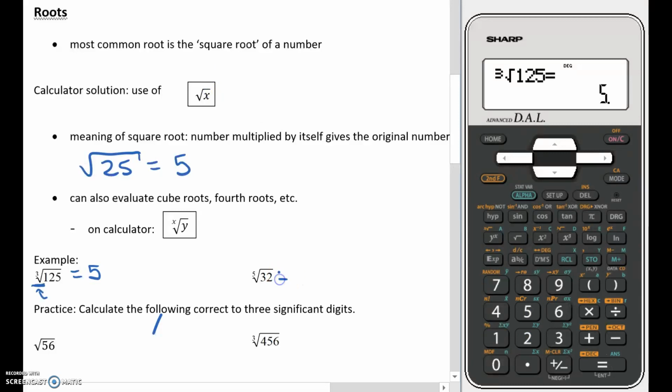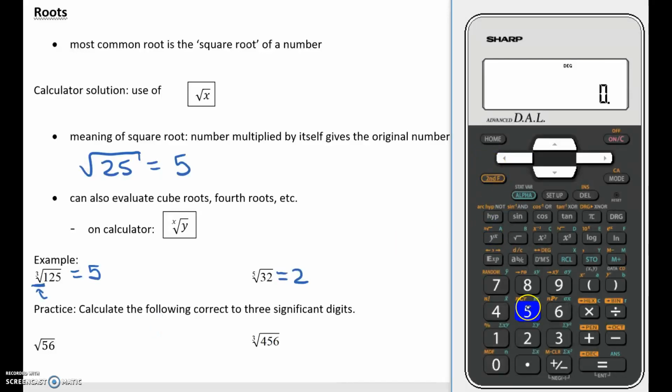The fifth root of 32 is equal to 2. To calculate this on your calculator, you'll have to use the x root button. Since we're calculating a fifth root, we enter that first, shift, and then the x root button, then 32, which is equal to 2. Try out the next two examples.